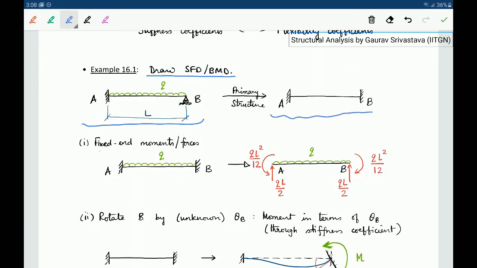Right. So first we will consider the fixed end moments or forces. So on the primary structure, we apply the external loads which were there. So in this case, it was Q, a UDL, which was applied. So for this case, these are the fixed end moments that come about. So there are two moments and two forces at the supports.